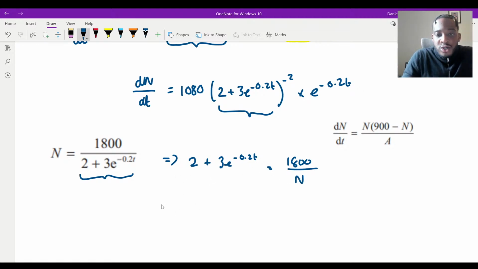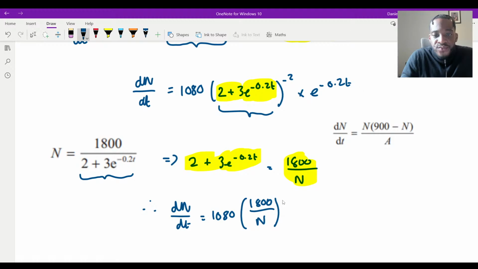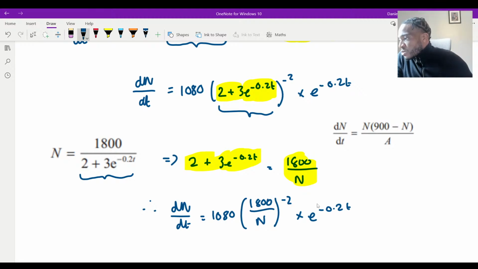That's very, very helpful. So what I can say so far is that dm by dt then is going to equal 1,080, and then I'm multiplying by e to the minus 0.2t. So I'm here so far. Does that make sense, guys? We happy with that? I'm just checking.